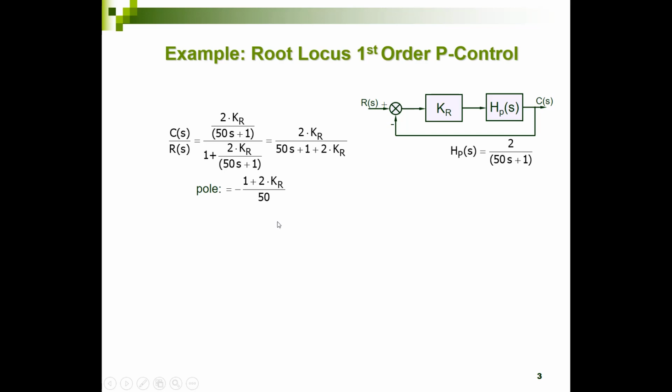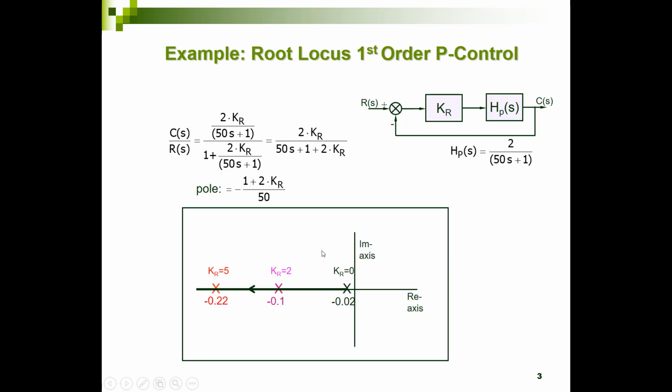And we can do that for more values of KR, and we can put them in an S-plane, and then we see the so-called root locus, which indicates that the pole starts over here when KR is 0. When KR is 2, the pole is at this location, minus 0.1. When KR is 5, the pole location is minus 0.22, etc. So the pole moves from this point to the left, and that is what we call the root locus.